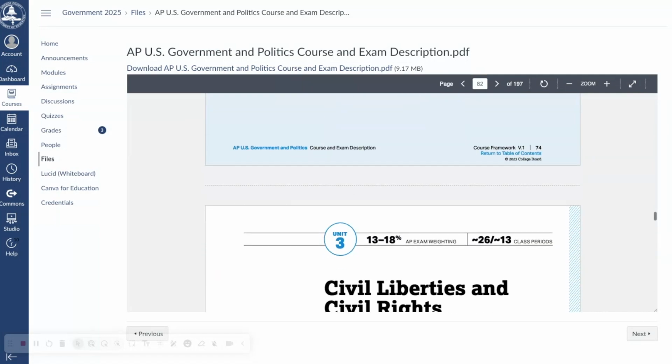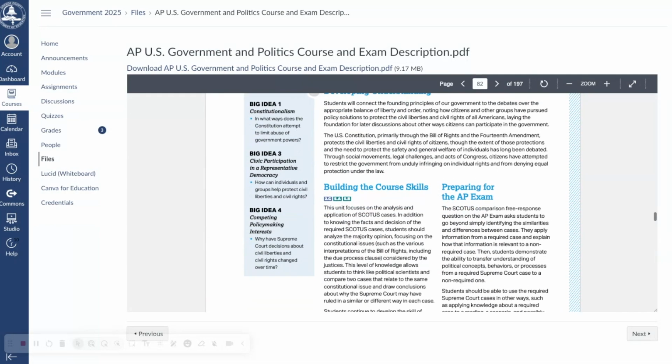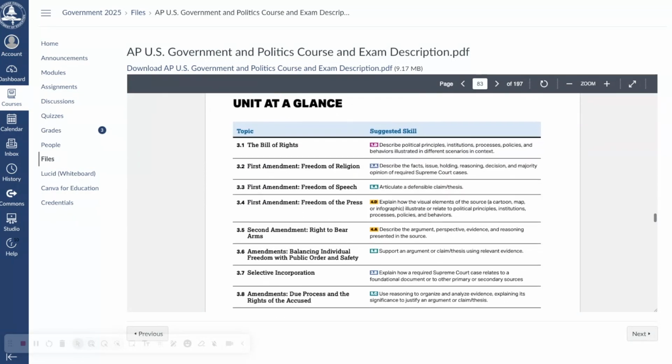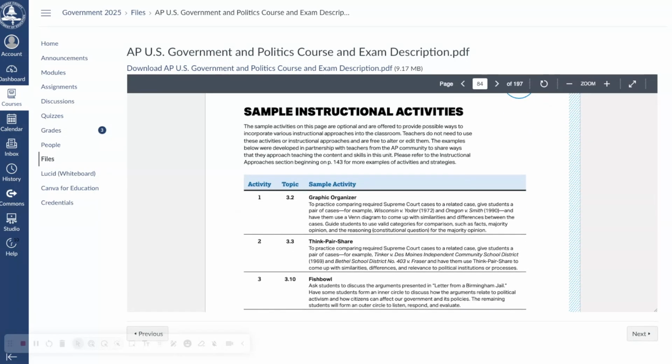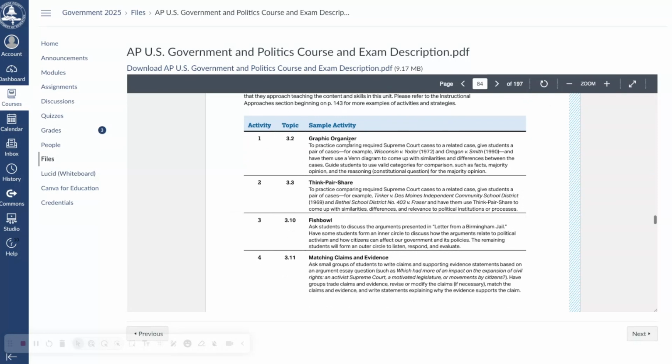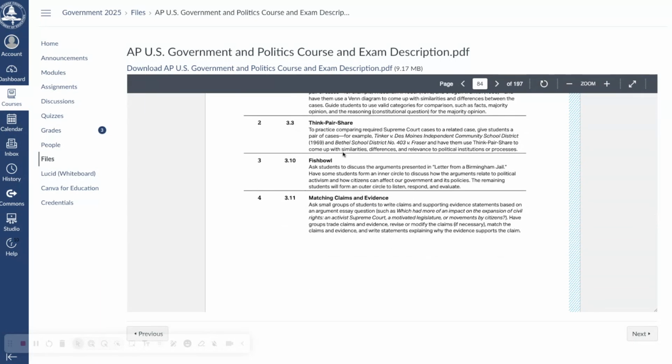I'm just going to continue to go down, and now we're at Unit 3, Civil Liberties and Civil Rights. Going down a little bit more, you can see, once again, there's a unit at a glance, and the sample instructional activities coming up again. We talked about graphic organizers, we talked about think, pair, share. How about fishbowl? We have the inner circle discussing different topics like the Letter from a Birmingham Jail, but the outer circle is also listening, responding, and evaluating. And with fishbowl, you can also move people from the inside and outside as well.